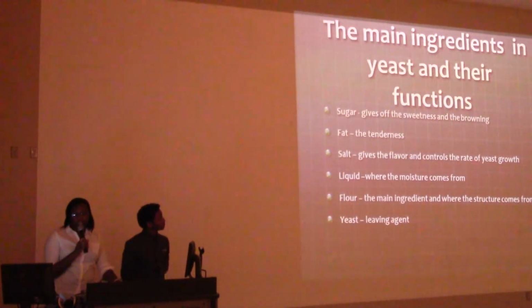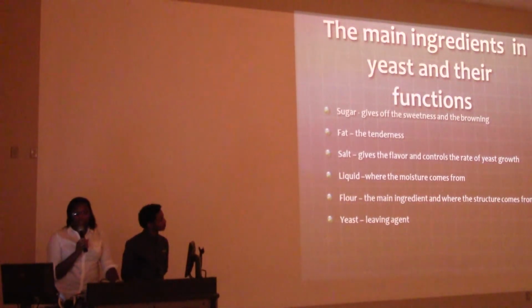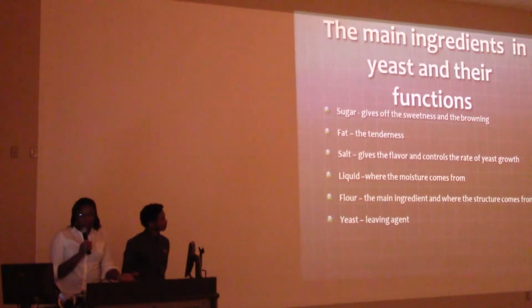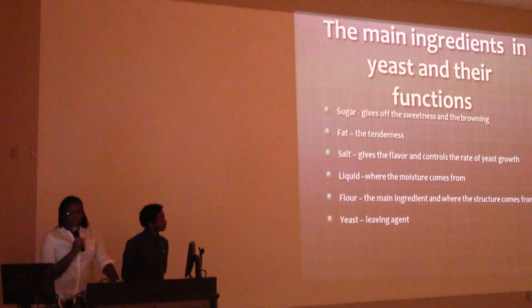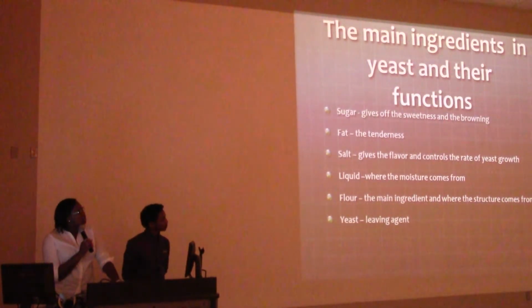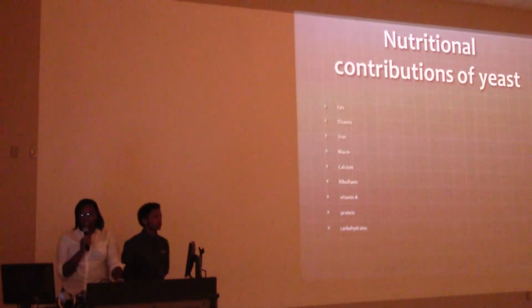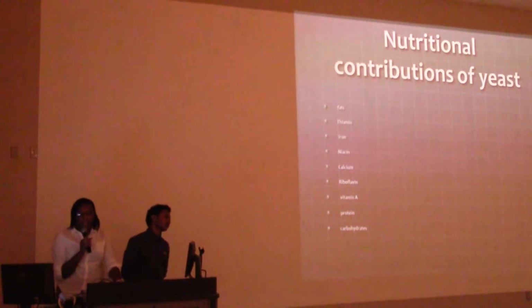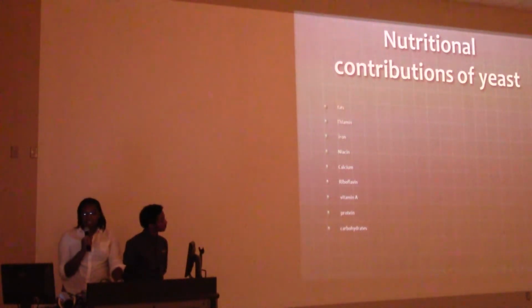The main ingredients are yeast and their functions. The sugar gives off the sweetness and the browning. The fat gives off the tenderness. The salt gives off the flavor and controls the rate of the yeast growth. The liquid is where the moisture comes from. The flour is the main ingredient and the structure, and the yeast is the leavening agent. The nutritional contributions of yeast are the fats, the thiamine, the iron, the niacin, the calcium, the riboflavin, the vitamin A, the proteins, and the carbohydrates.